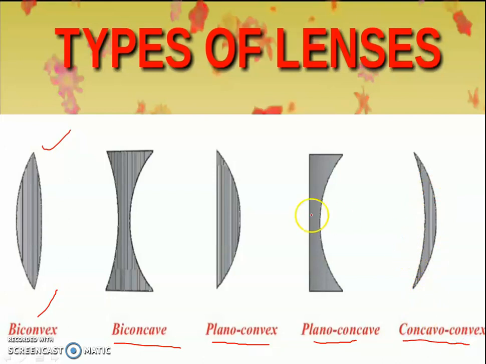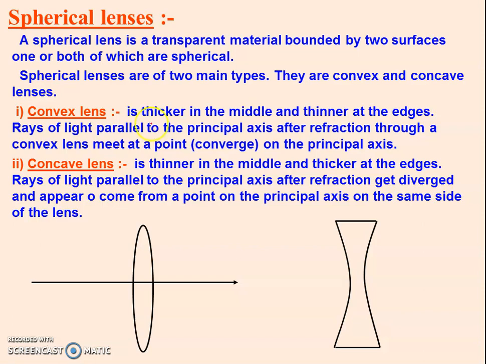There are so many lenses, but in most instruments only convex and concave lenses are used. So we will discuss only biconvex and biconcave lenses, which are commonly known as convex lens and concave lens. Now, a spherical lens is a transparent bounded medium which has two refracting surfaces, and both or one is part of a sphere. So this is the definition of a spherical lens.